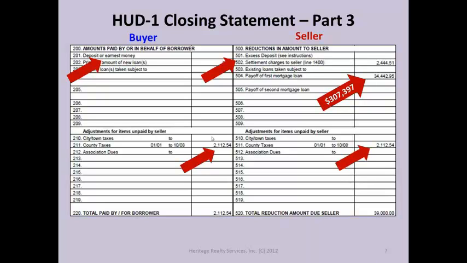Now, on the other side of the balance sheet over here, as the buyer, I'm getting a credit for the accrued taxes from January 1st through October 8th, and the seller is giving me that credit. So for him it's a deduction, for me it's a credit. Now I'm going to show you exactly how that's calculated and why that's important, because that's a huge credit.